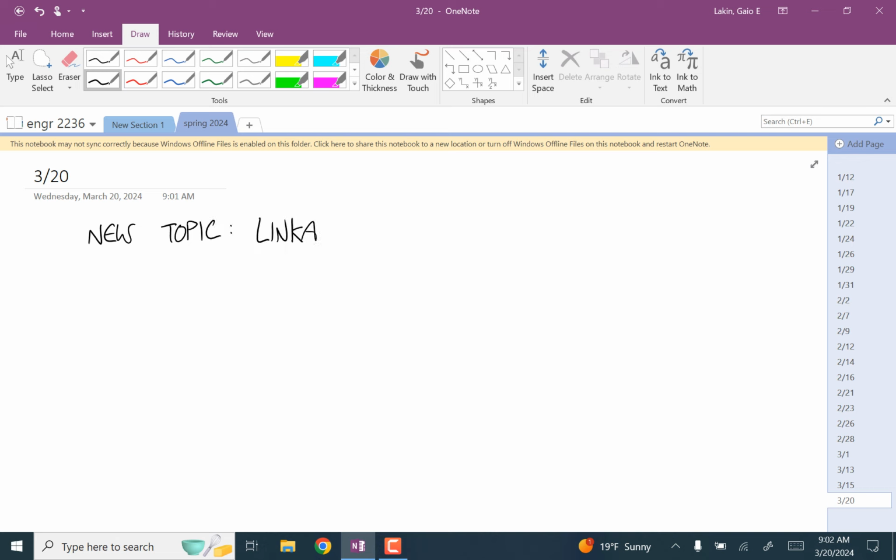New topic, linkages. With linkages, it's not too hard to imagine how this could be useful for all sorts of machines and engines and everything. So a linkage is a collection of rigid bodies connected by joints.